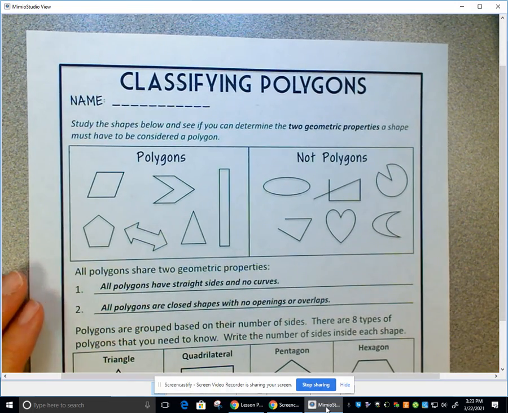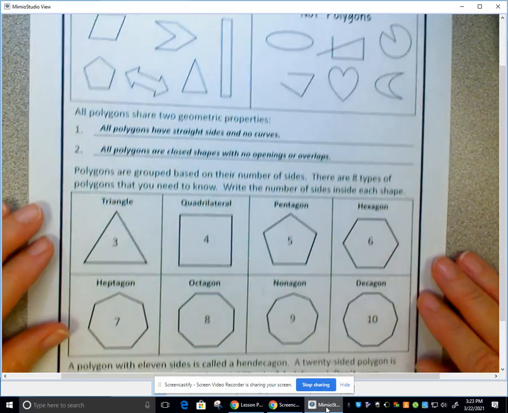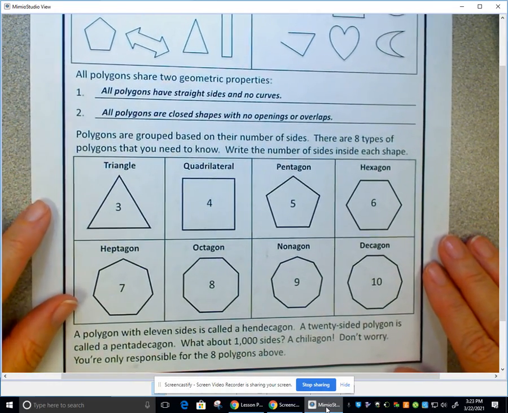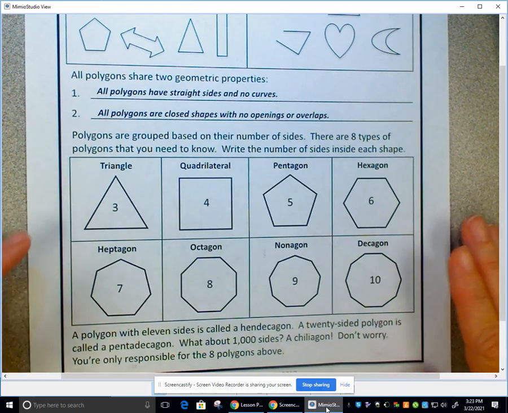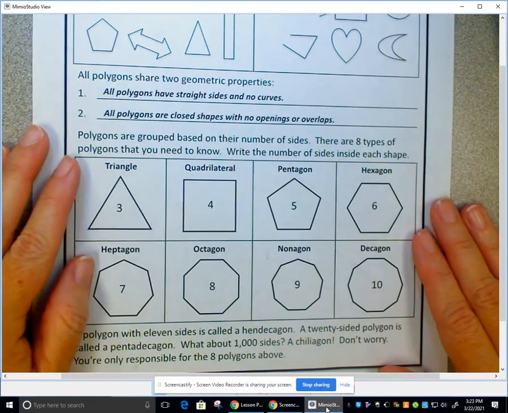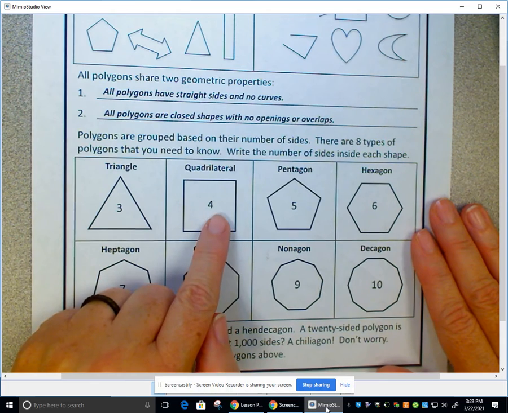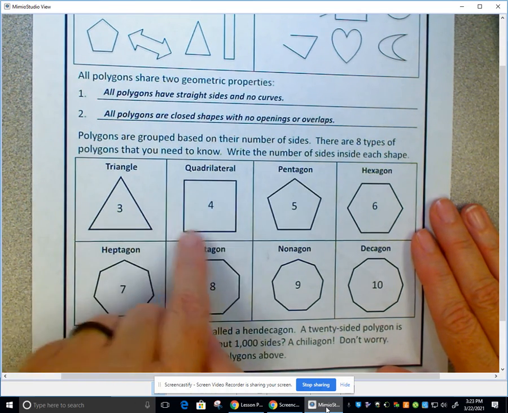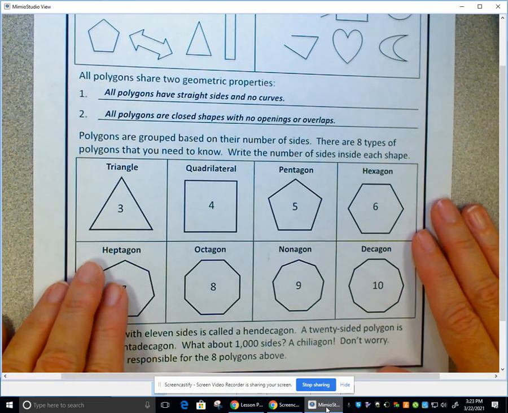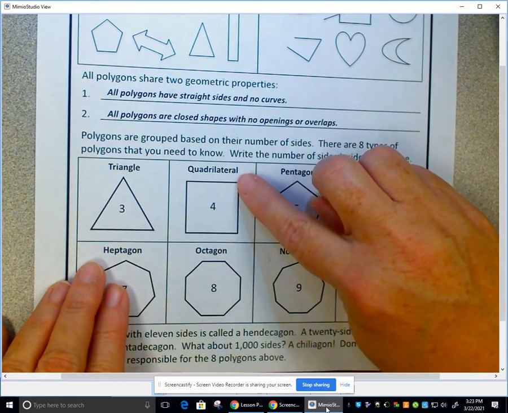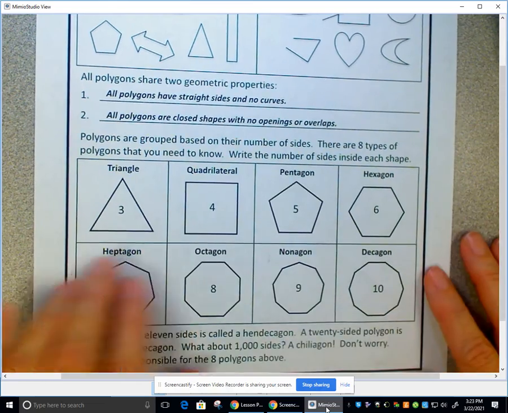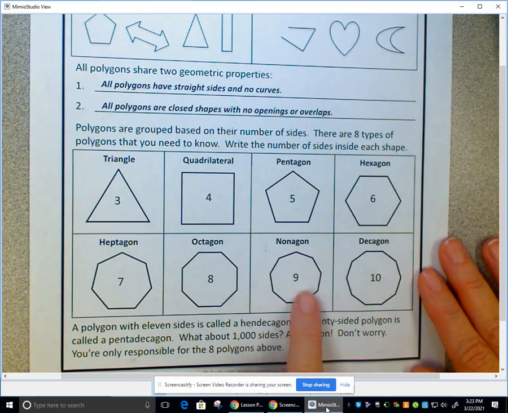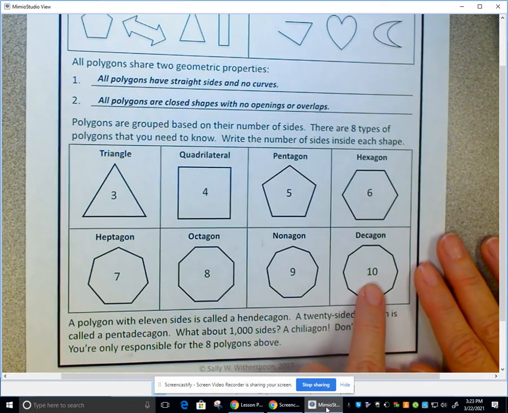Now, polygons have at least three sides. That's how we group them. You're familiar with most of these. We've got triangles, quadrilaterals. The number tells how many sides. So if a quadrilateral has four sides, it also has four angles. The angles would be where the sides meet. Pentagon, hexagon, heptagon, an octagon, a nonagon, and a decagon.